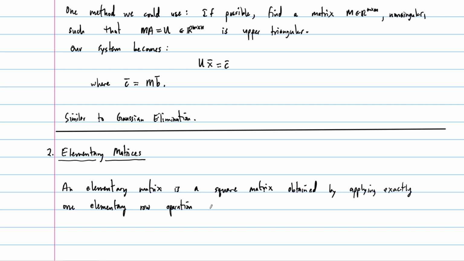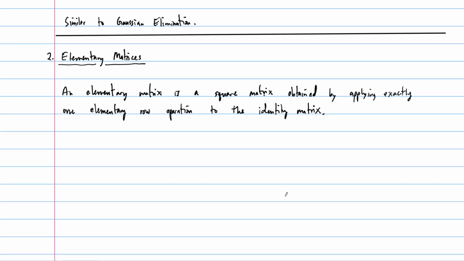So exactly one elementary row operation to the identity matrix of that space. Remember, identity matrices are always square, right? Okay, so we'll do examples of these, but first I want to write out the different types. Remember, we had different types of row operations. There were three types, and so this is going to leave us with three different types of elementary matrices.